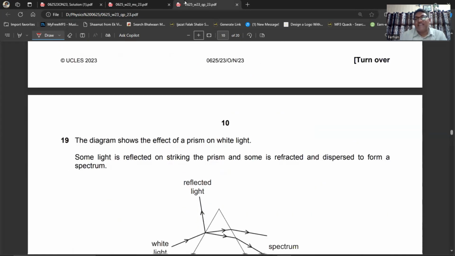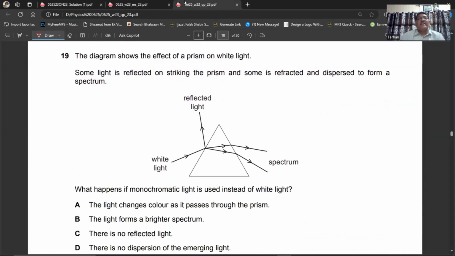Then we have question number 19. The diagram shows the effect of a prism on white light. Some light is reflected on striking the prism and some is refracted and dispersed to form a spectrum. White light has 7 colors, so a spectrum, a band of 7 colors, will be visible.